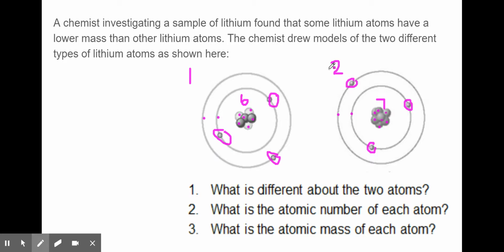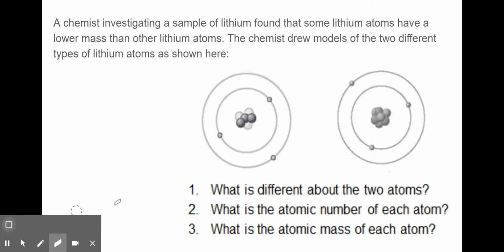Number 3, what is the atomic mass of each atom? Well, when we look at atomic mass, we have to add up the numbers of particles that we find inside of the nucleus, so it's protons plus neutrons. Doesn't matter which is which based on this picture we have here, but for atom 1, the mass is 6. For atom 2, the mass is 7. Okay?